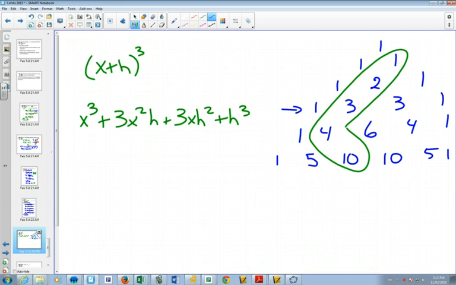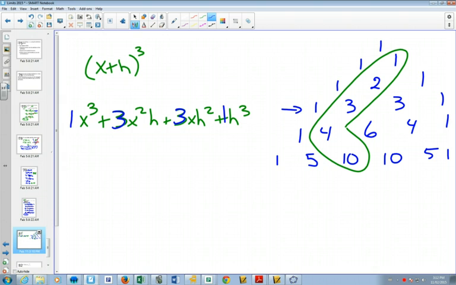Anytime you have something cubed, you'll have 4 terms. The 1, 3, 3, 1 become the coefficients of the expansion. And the exponents, you're going to have a variable of an x and a variable of h. You're going to start with all of your x's, x cubed, and slowly decrease until you have none left. And h, you'll start with none of them and slowly increase until you get to h cubed.